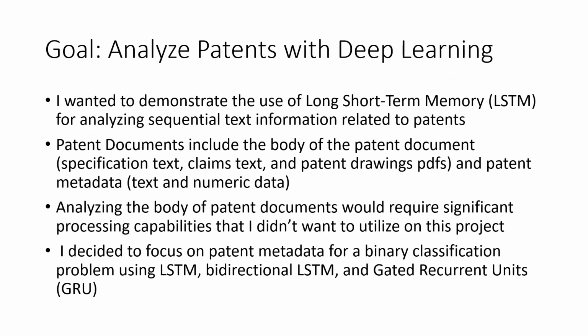So my goal is to analyze patterns with deep learning, and I was focusing in on long short-term memory for analyzing sequential text information related to patents. Patent documents include the body of the patent document, which is the specification text, the claims, the drawings, as well as patent metadata, text and numeric data. And again, analyzing the body of the patent documents is beyond the scope of this project, and I'm focusing on patent metadata for this binary classification problem, whether or not the patent is related to qubits or not. And I'm going to actually compare and contrast LSTM, bidirectional LSTM, and gated recurrent units.